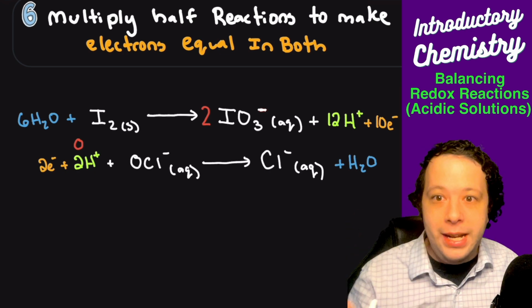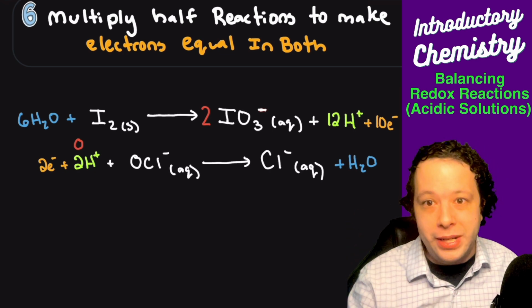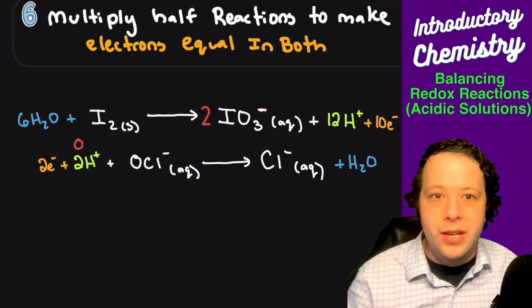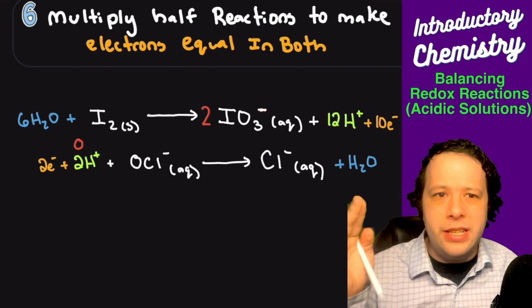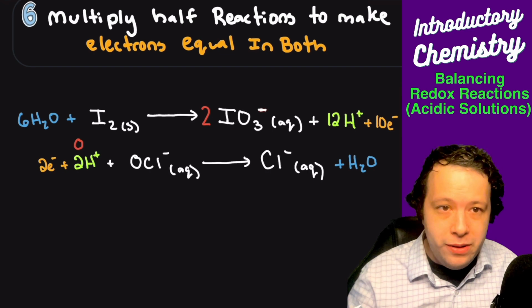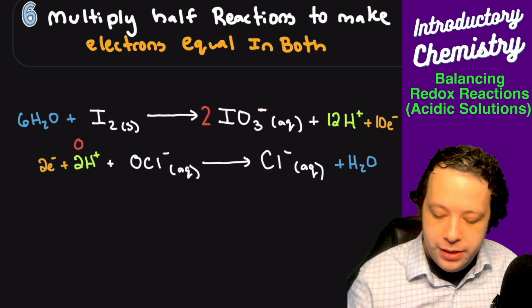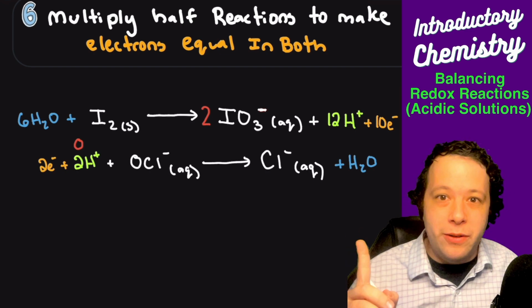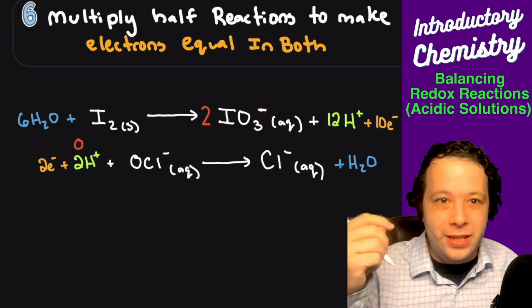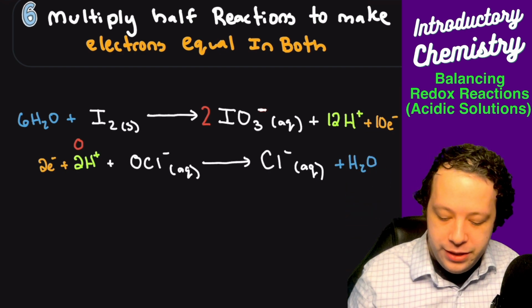If they're on the same side, that means you did something wrong when it came to calculating your charge. Same thing with hydrogens. Generally, they're on the opposite side as well. So double check that too. In this case, you see that we have 12 on the right on the top one and 2 on the left. So what we need to do is make them equal.